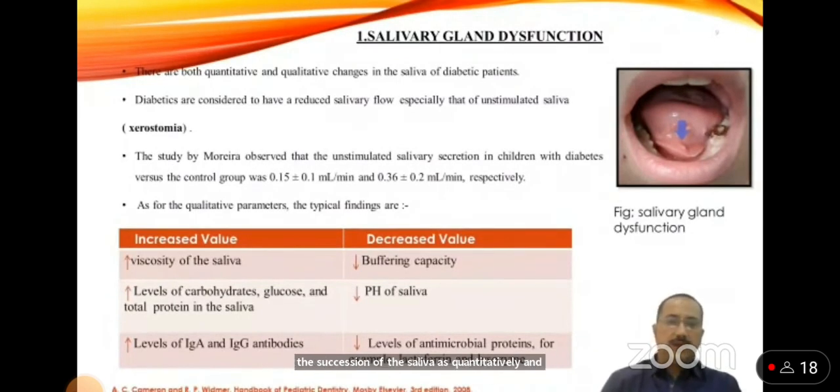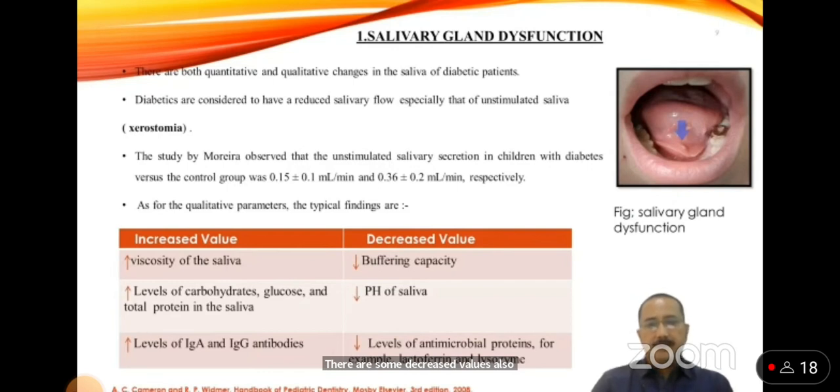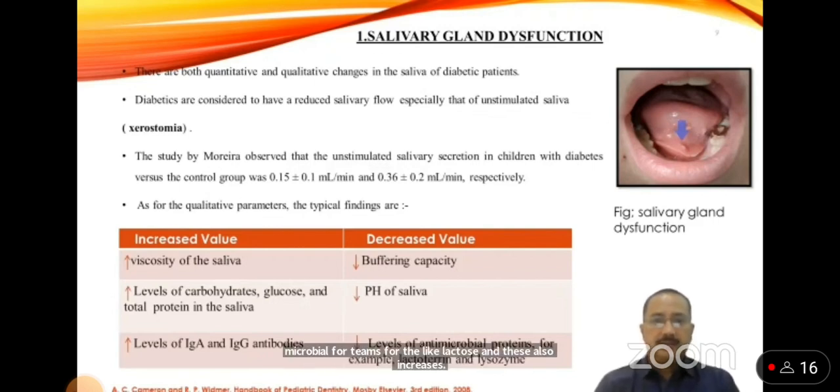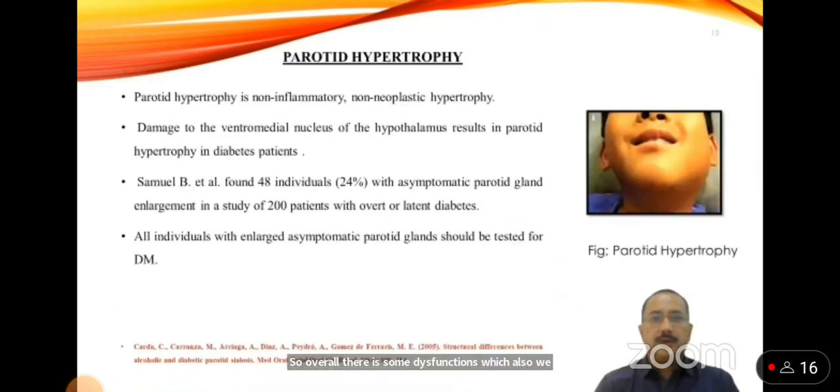There are some increased values: the viscosity of saliva increases, the level of carbohydrate or glucose and the total protein in the saliva also increase. The level of IgA and IgG also increases. There are some decreased values of saliva as well, such as the buffering capacity of the saliva. The pH of saliva also decreases, and the level of antimicrobial proteins like lactoferrin and lysozyme also changes. So overall, there are dysfunctions which lead to a lot of associated problems, like parotid hypertrophy.